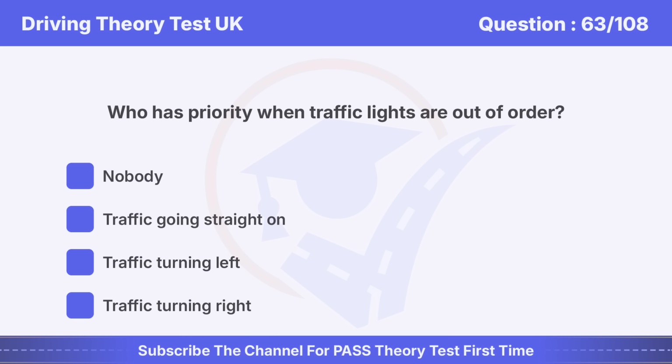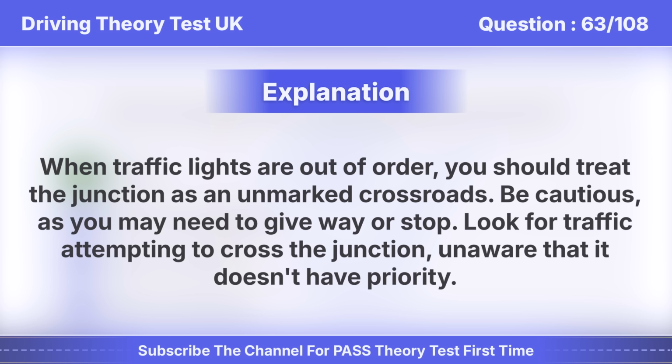Question 63. Who has priority when traffic lights are out of order? Answer is A. Nobody. When traffic lights are out of order, you should treat the junction as an unmarked crossroads. Be cautious, as you may need to give way or stop. Look for traffic attempting to cross the junction, unaware that it doesn't have priority.